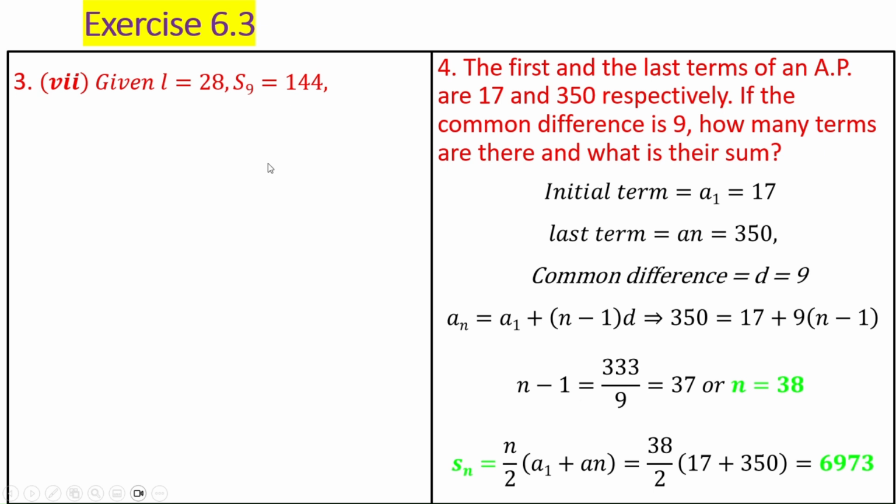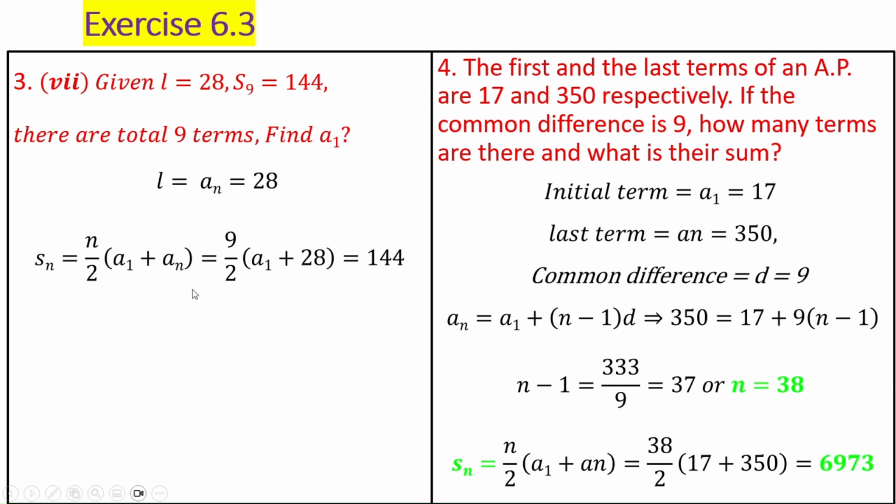Another question: L, the last term, is 28, S9, that is the sum of 9 terms, is 144. So there are a total of 9 terms, which is given, find A1. Which is simple. An equal to 28, Sn equal to n by 2 into A1 plus An. So that is 9 by 2 into A1 plus 28, which is equal to 144. If I simplify, I get A1 as 4.